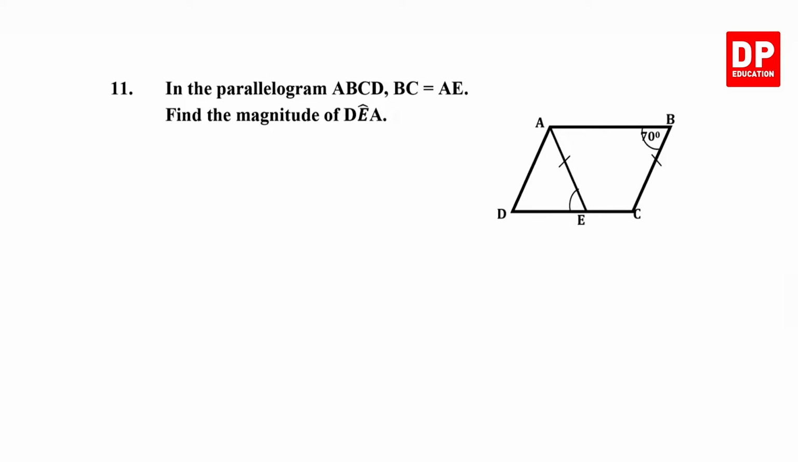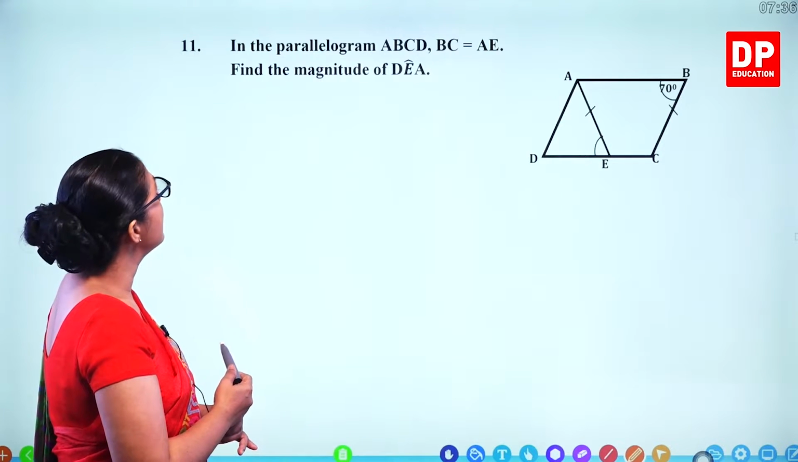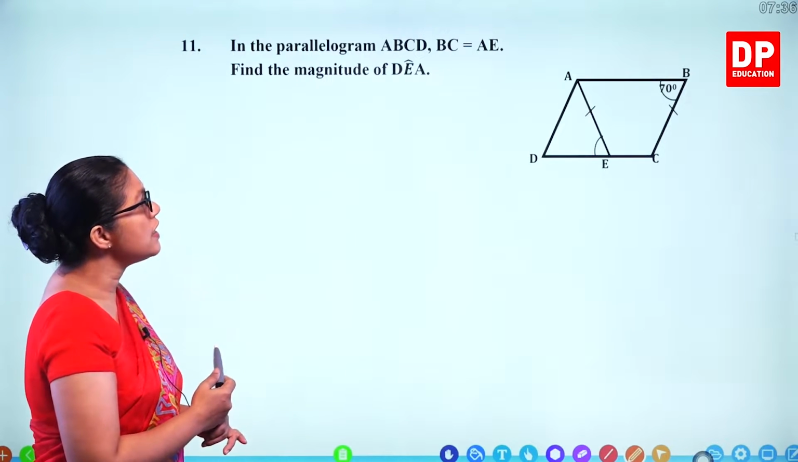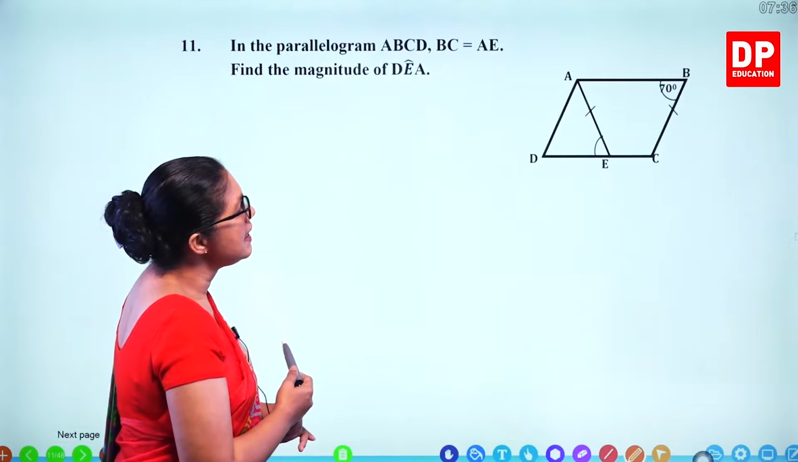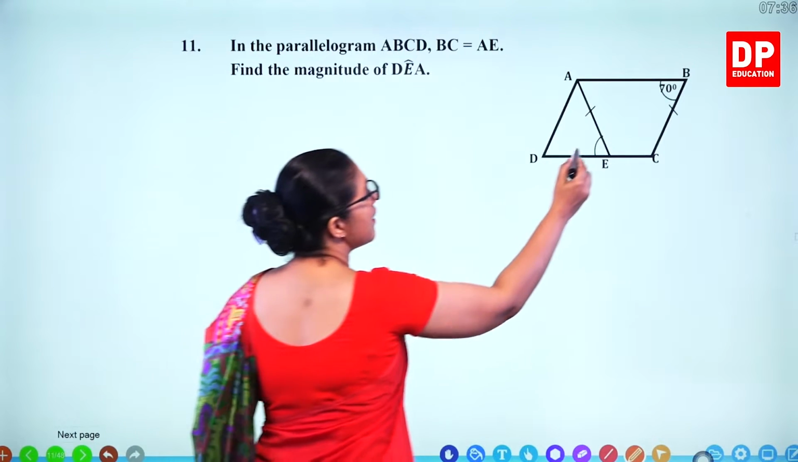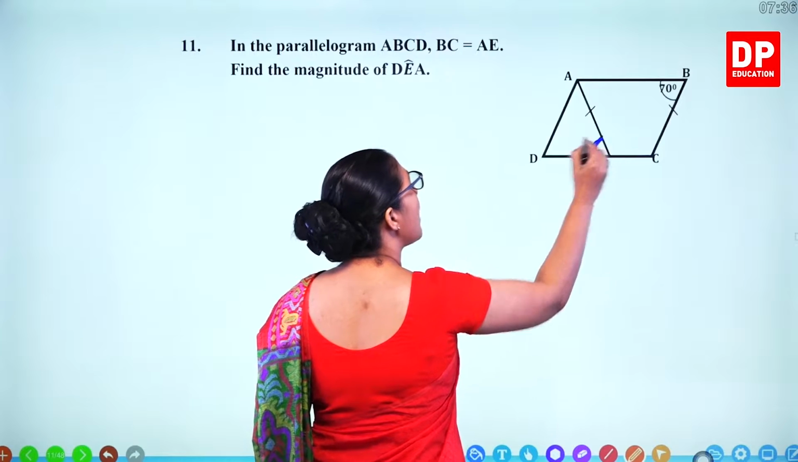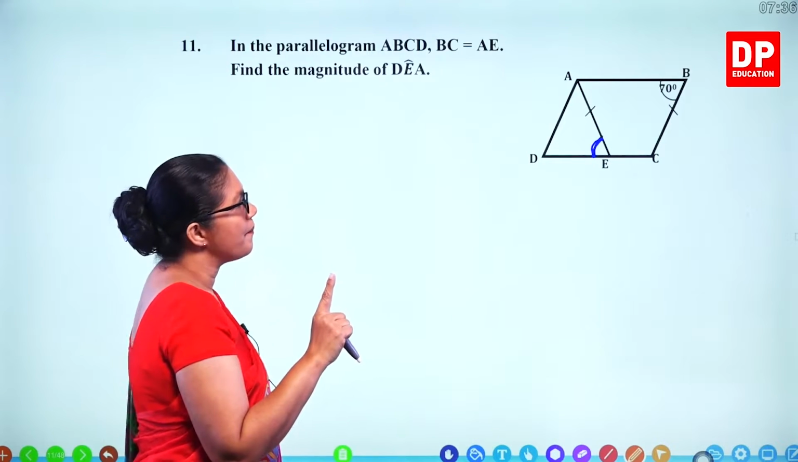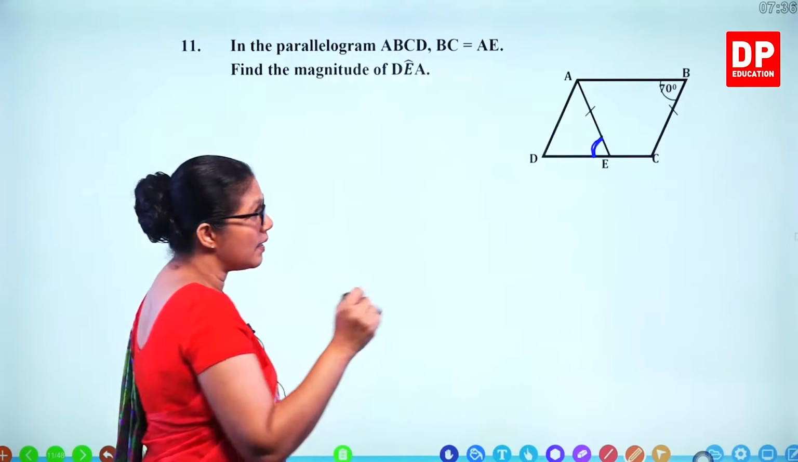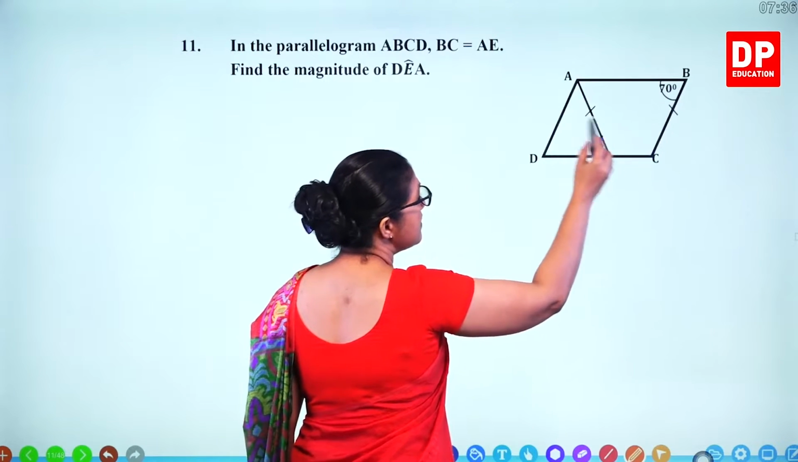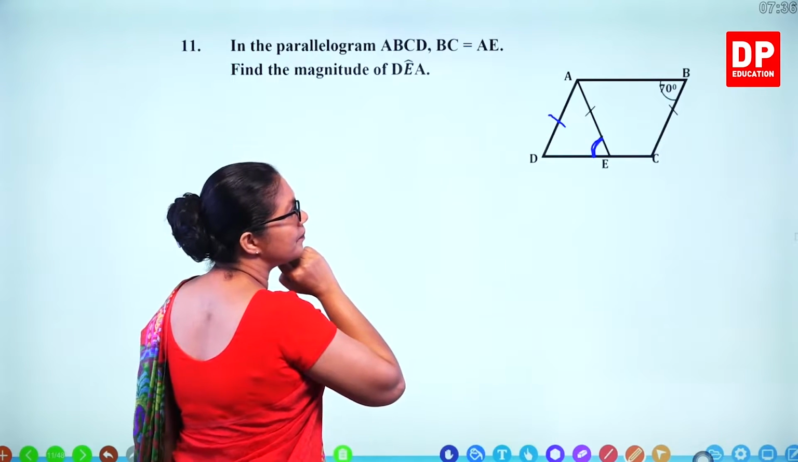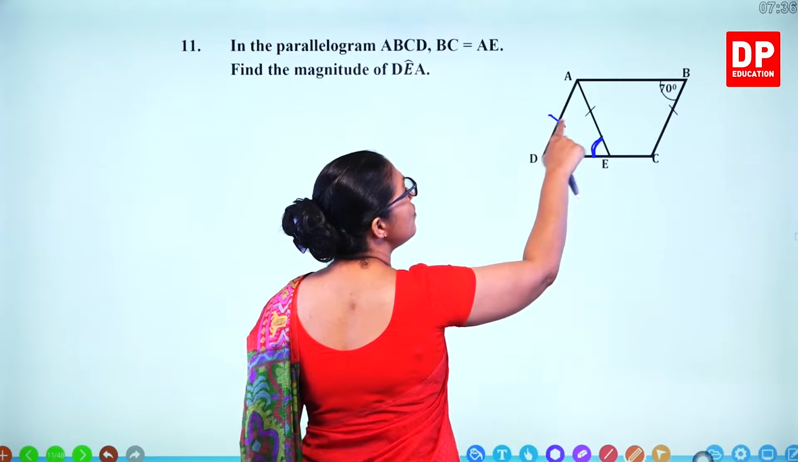Question number 11. In the parallelogram ABCD, BC is given AE. Find the magnitude of DEA. So what is DEA? This angle. Now, look carefully. This is a parallelogram, so opposite sides are equal. So this length is equal to this length. Now, what can you say?